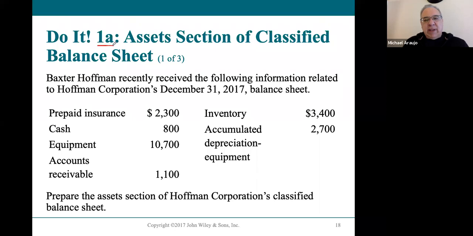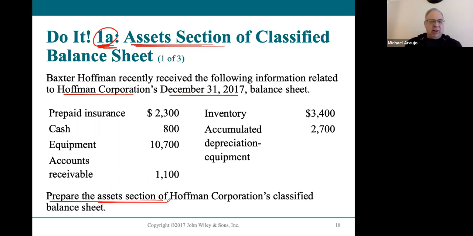So this particular part of the chapter breaks it into 1A, 1B, because the asset section has 4 different classifications versus the liabilities, which only have 2, and it makes sense. A couple of your homework questions focus on the asset section. So remember, current assets are always first. Then if a company has long-term investments, that would be next. Property, plant, and equipment is after that, and all of them have it. And then if they have intangible assets, they're last. So here we have Baxter Hoffman and Hoffman Corporation. These are the numbers as of December 31st of 2017, and they want you to prepare simply the asset section.